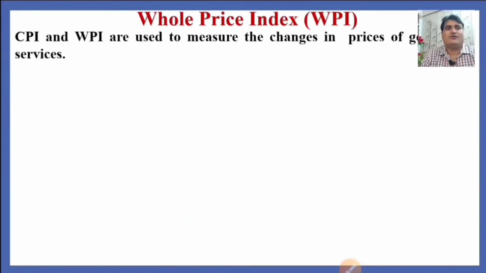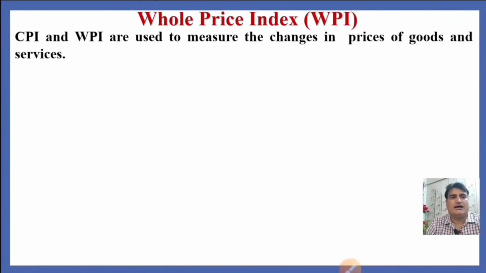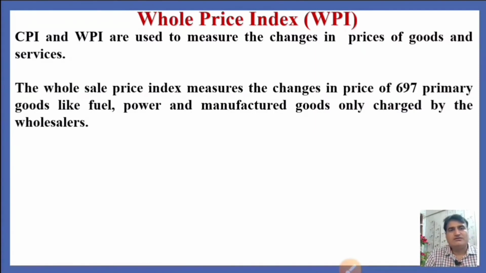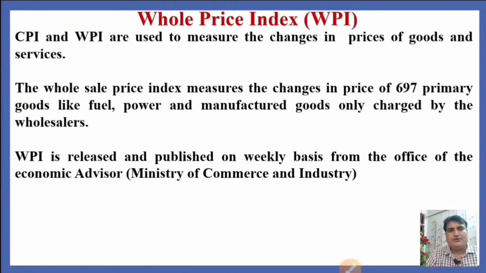The other measure of inflation is WPI, the Wholesale Price Index. Consumer Price Index and Wholesale Price Index are both used to measure changes in the price of goods and services. The Wholesale Price Index measures the changes in the price of 697 primary goods like fuel, power and manufacturing goods only, charged by the wholesaler. WPI is released and published on a weekly basis by the Office of the Economic Advisor, Ministry of Commerce and Industry.